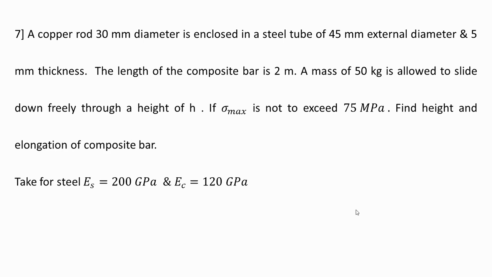Now let us see another example on a composite bar. Here the composite bar is a copper rod of 30 mm diameter enclosed in a steel tube of 45 mm external diameter and 5 mm thickness. The length of the composite bar is 2 meter.